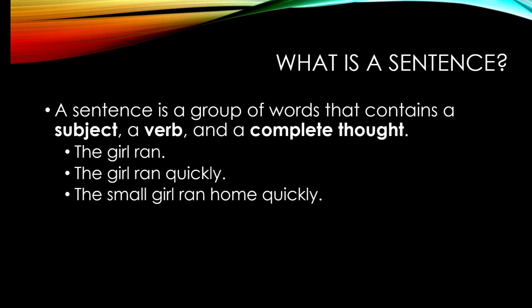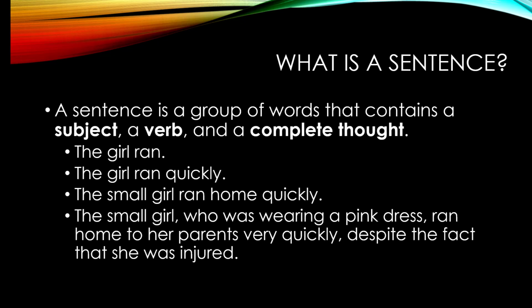So if you look at these examples, the girl ran quickly, the small girl ran home quickly, the small girl who was wearing a pink dress ran home to her parents very quickly despite the fact that she was injured. These are all complete sentences. We start with something very simple, the girl ran, and then we add an adverb describing how she ran. We add an adjective to describe the girl. We add other modifiers to describe things about the girl and where she's going and so on. But it all comes down to a subject, a verb, and a complete thought.